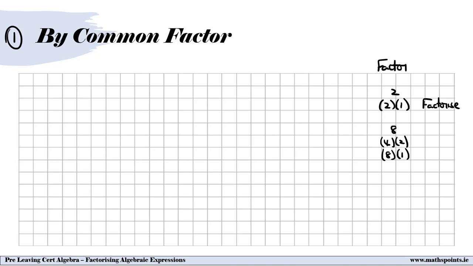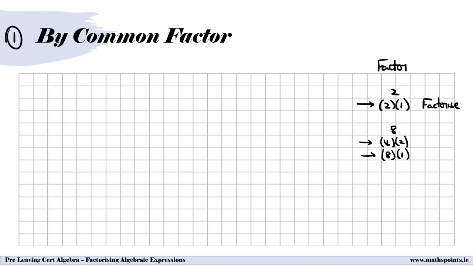As we talk about algebraic expressions, we're talking about the same thing. We're talking about taking an expression and splitting it up into numbers or terms that multiply together to give that expression. It's important to think of factorizing as being the opposite of expanding brackets. If I wanted to get rid of these two brackets, 2 by 1, I'd multiply them. 2 by 1 is 2, and I'd get back to the original number that I had. The same thing with 4 by 2, if I multiply them, I'll get 8. 8 by 1, I'll multiply them to get 8.